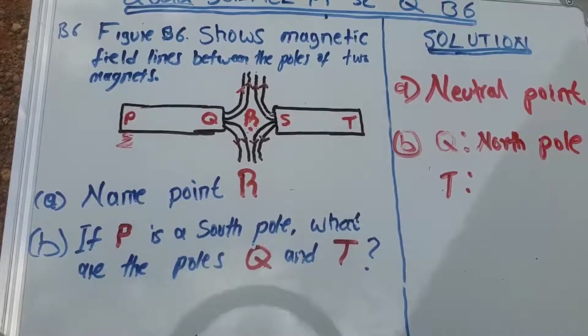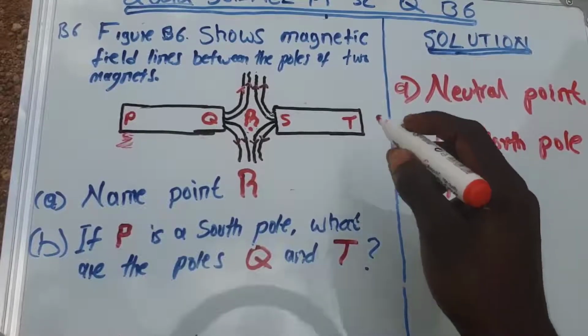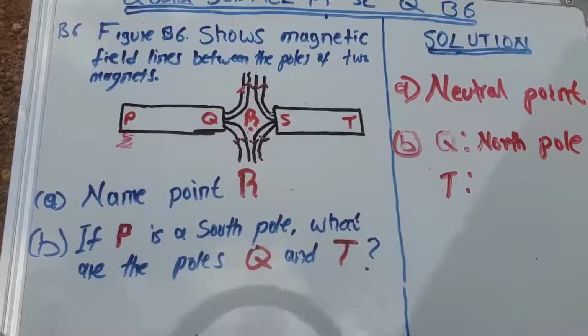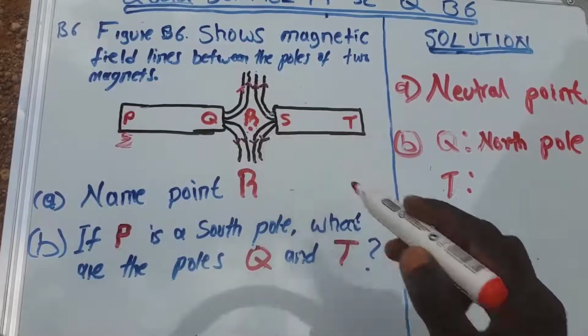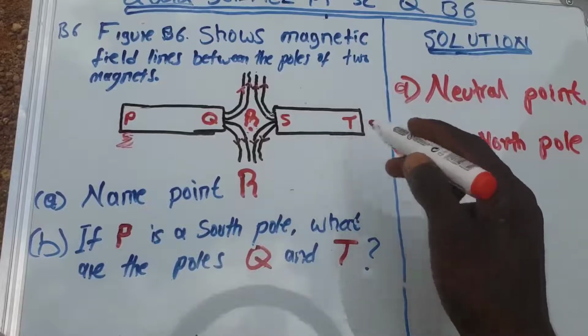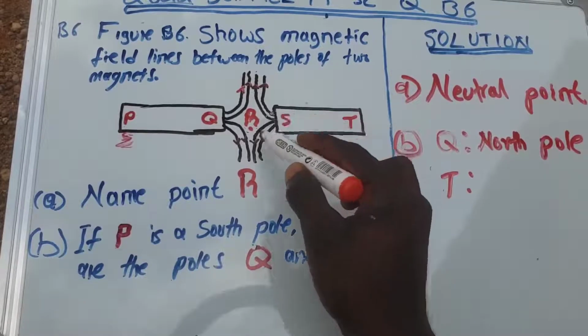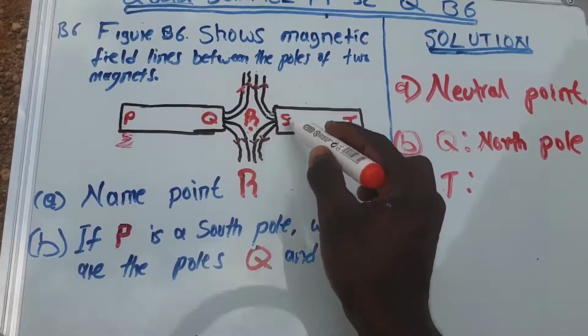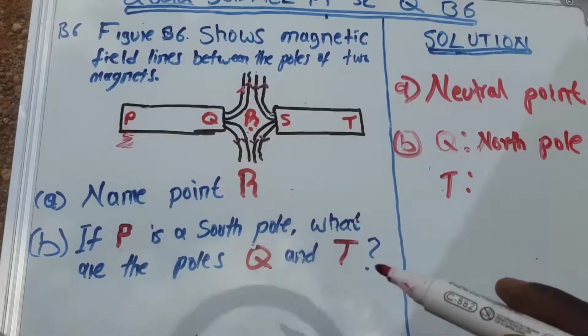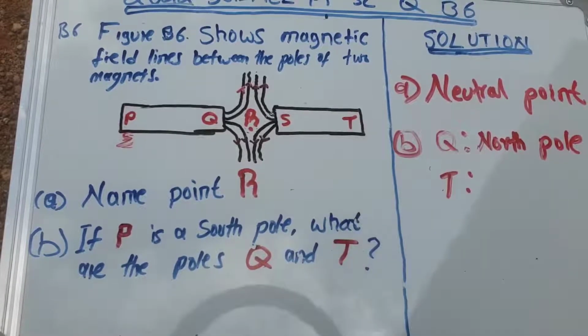Then what about T? In order for us to know the polarity of T, we have to know the polarity of S. We can't know the polarity of T without knowing the polarity of S. So in the first place, we are going to find out the magnetic pole of S, and that is going to help us in identifying point T. So now, how are we going to find out the polarity of S?